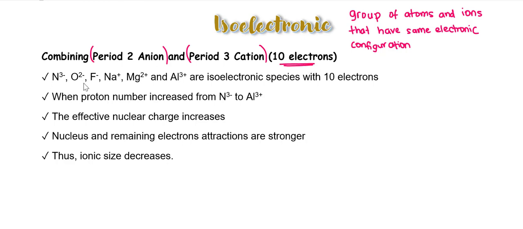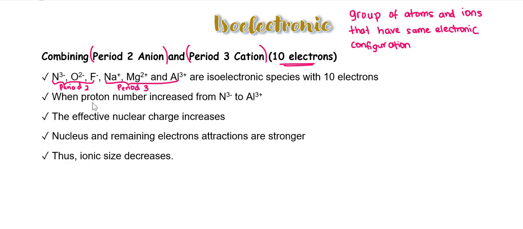So the anions from period 2 are N3 minus, O2 minus and F minus. These three anions come from period 2. For the cations, Na plus, Mg2 plus and Al3 plus, these three cations come from period 3. They are isoelectronic species with 10 electrons.